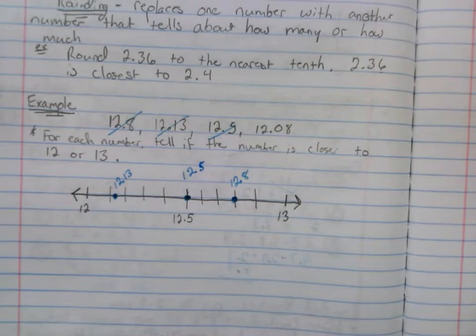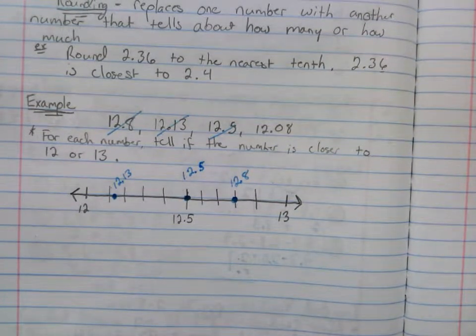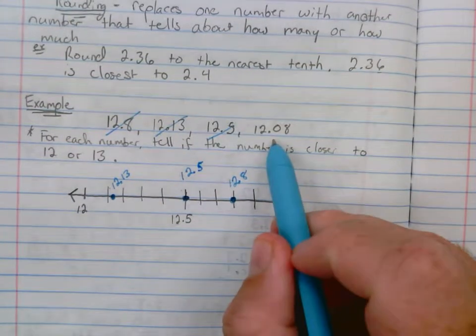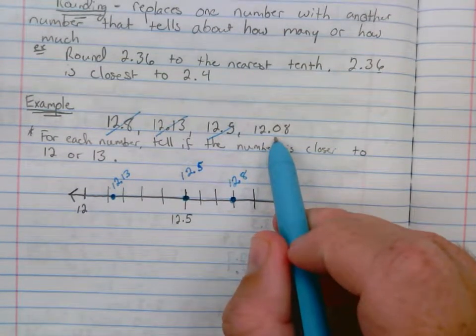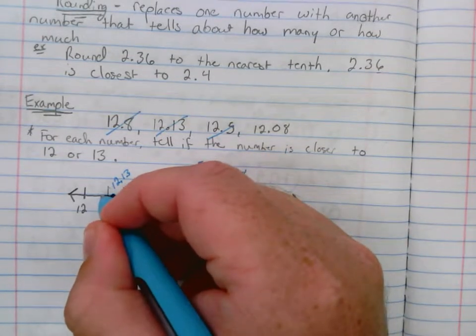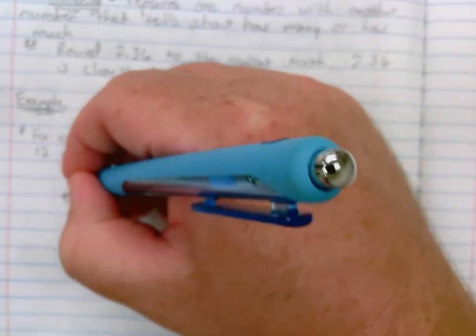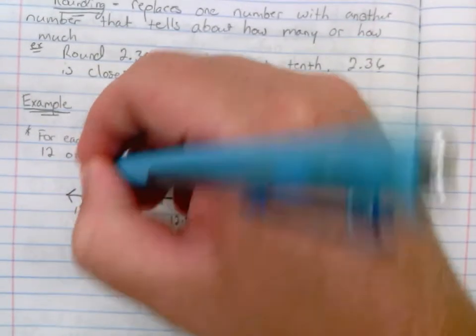And my final number that I need to plot on my number line is 12 and 8 hundredths. Well, if I look here, I notice in the tenths value, I have a 0, which is less than 1. So I'm going to estimate that 12 and 8 hundredths would fall somewhere in here, and that would give me 12 and 8 hundredths.